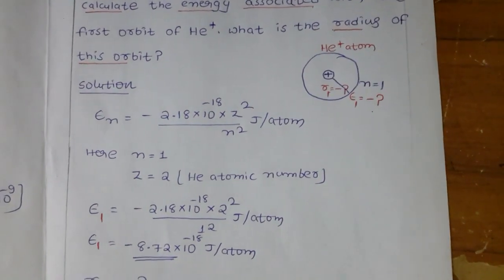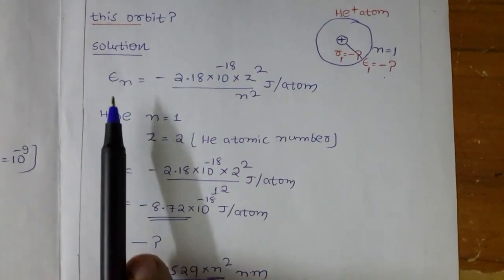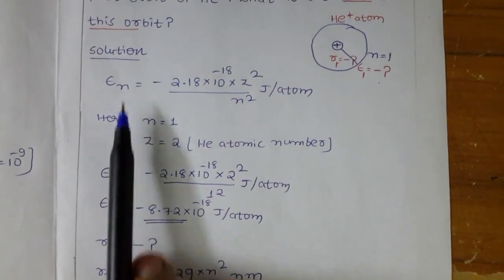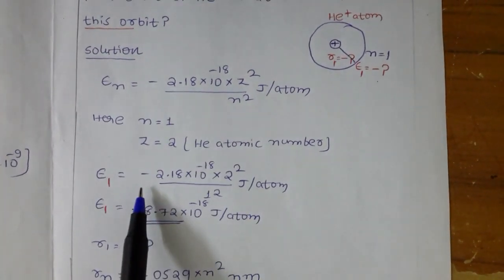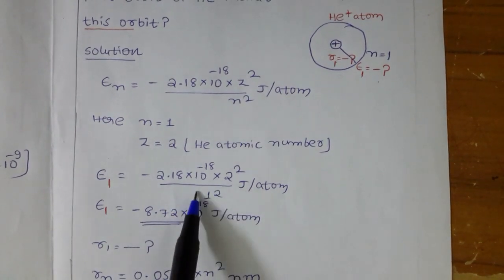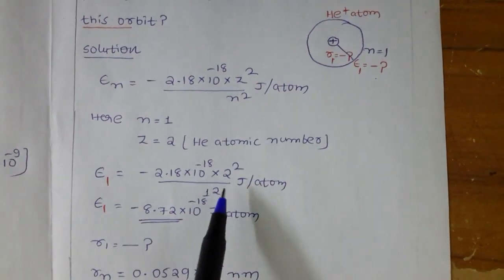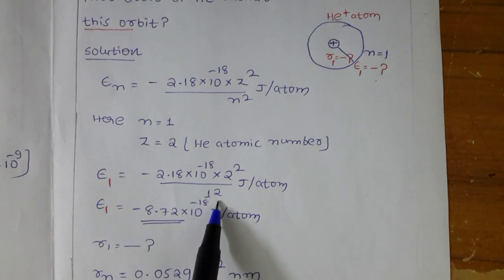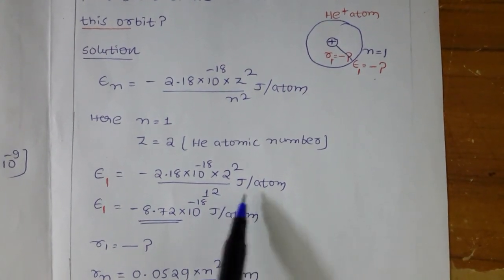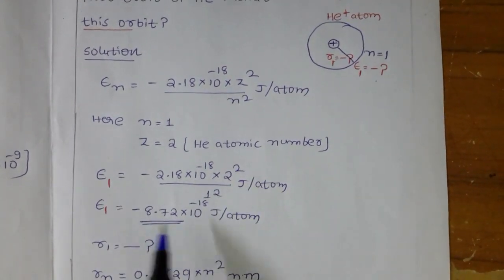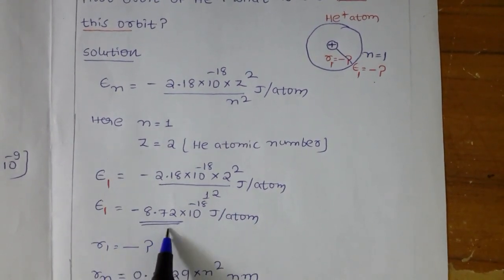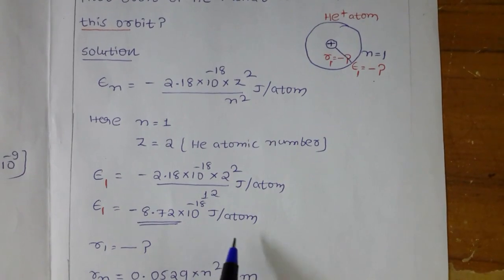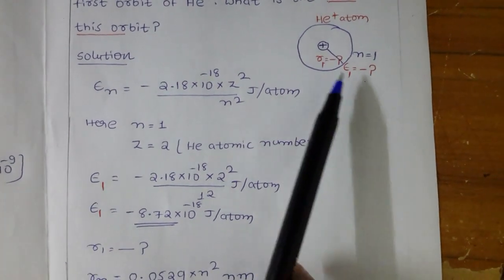Now go for the substitution. We are going to calculate the energy of the first orbit, E1 equals minus 2.18 into 10 power of minus 18 into Z, which is 2, so 2 square, divided by the first orbit 1 square, joule per atom. If you simplify, the energy of the first orbit is minus 8.72 into 10 power of minus 18 joule per atom. The first question is over.